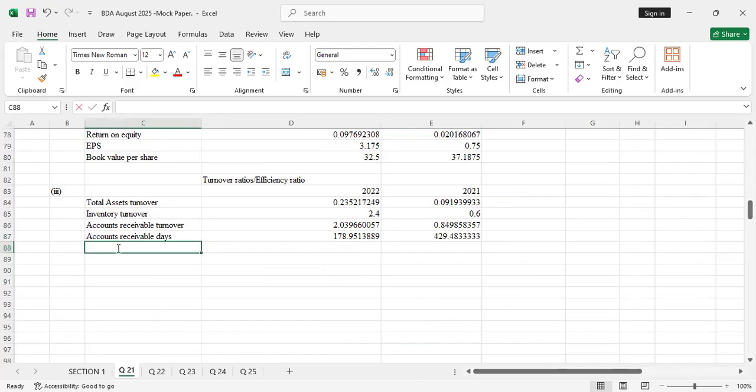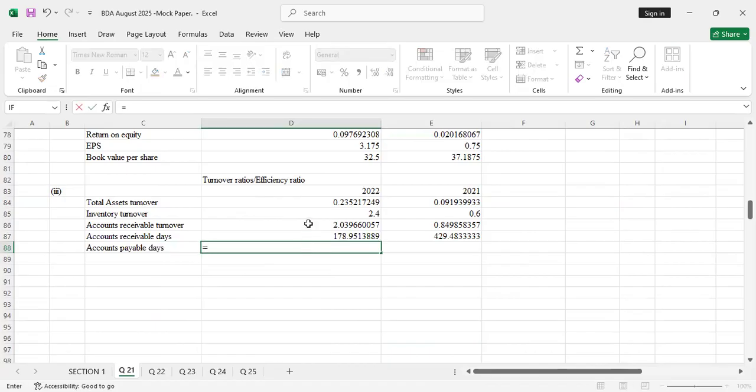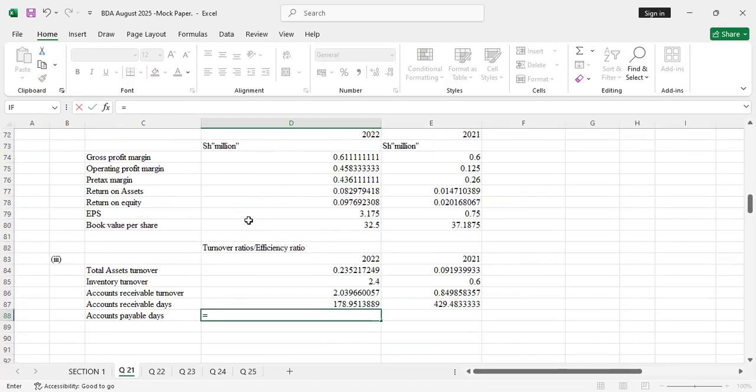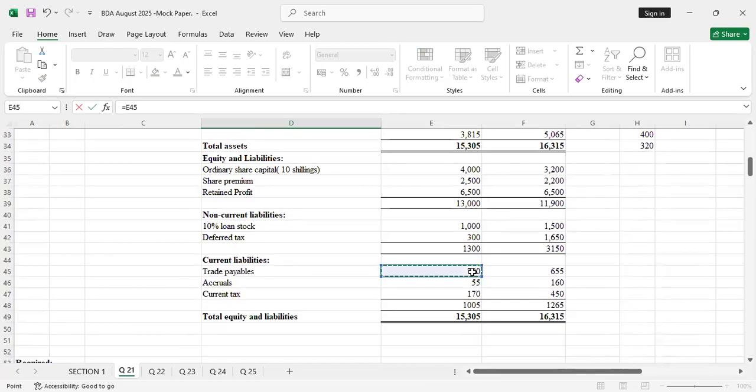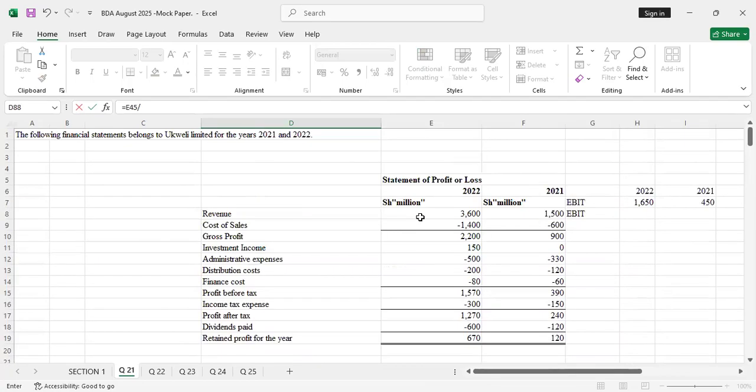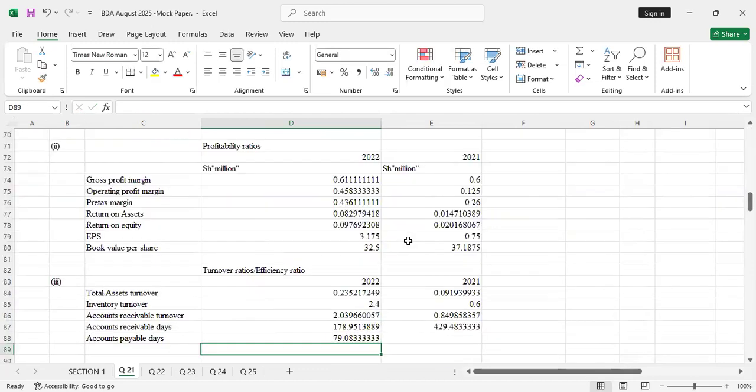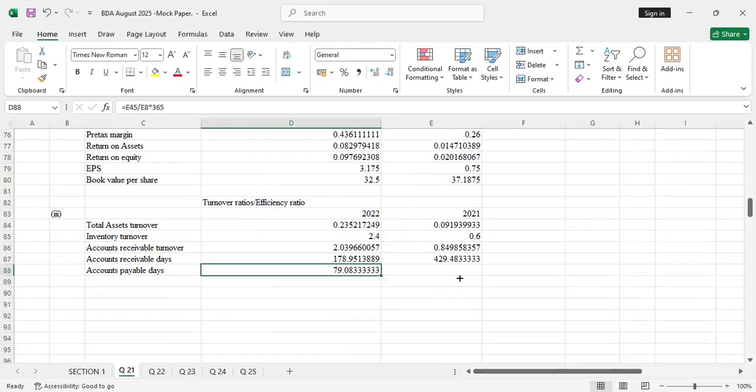Then lastly, we have the accounts payable days. What is the formula? The formula is the accounts payable divided by revenue, then you multiply by 365 days. We look at accounts payable, that's the trade payable, down here. So 780 divided by revenue, then you multiply by 365 days, because these are the number of days. Then you enter, and once you get that, you just drag.